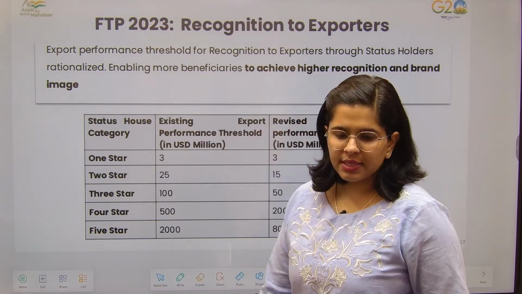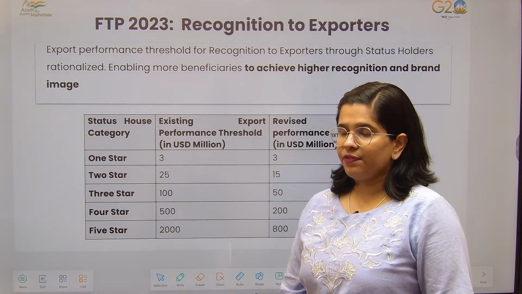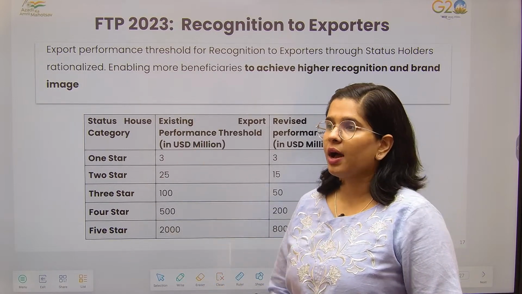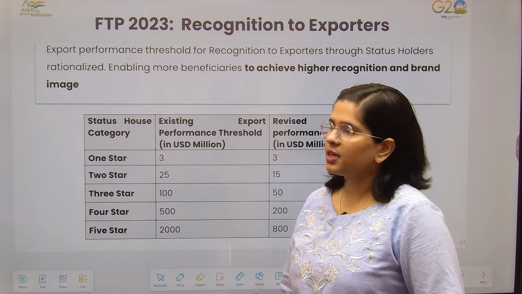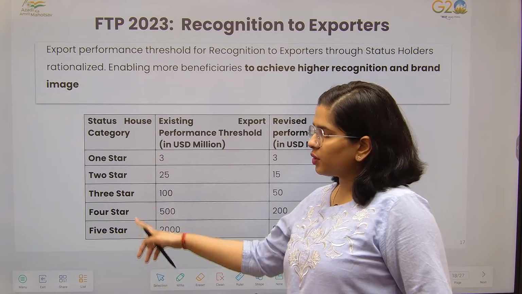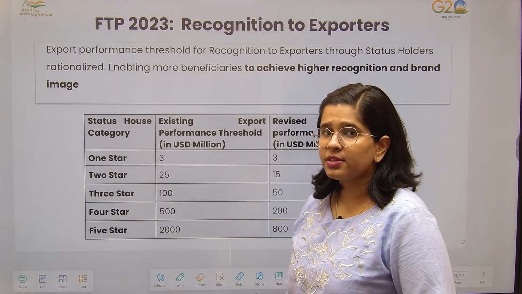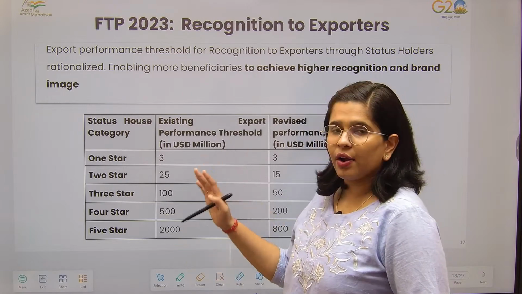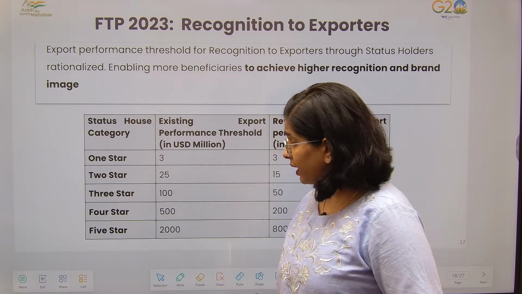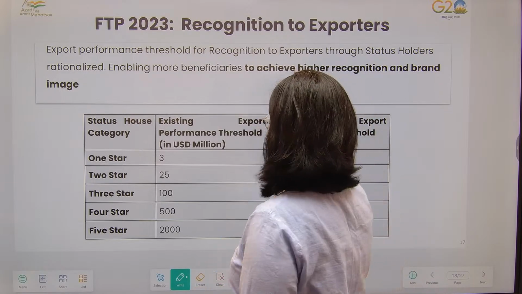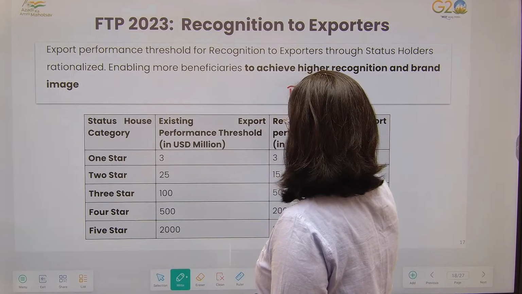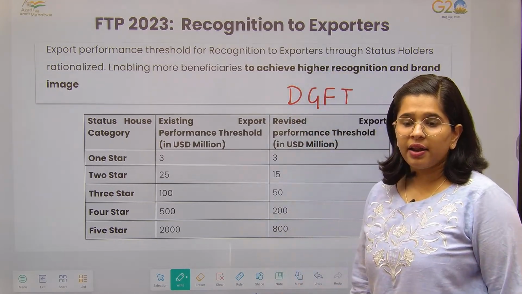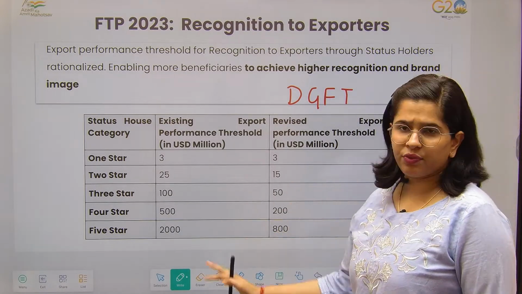See, this is very simple. This recognition, the first question that should come into your mind whenever you are reading this is: who gives such star ratings? 1 star, 2 star, 3 star, like hotels have stars based on the services that they give. Similarly, exporters are also given stars, and who gives these stars? DGFT, Directorate General of Foreign Trade, they give these particular star ratings: 1 star, 2 star, 3 star, 4 star, 5 star.